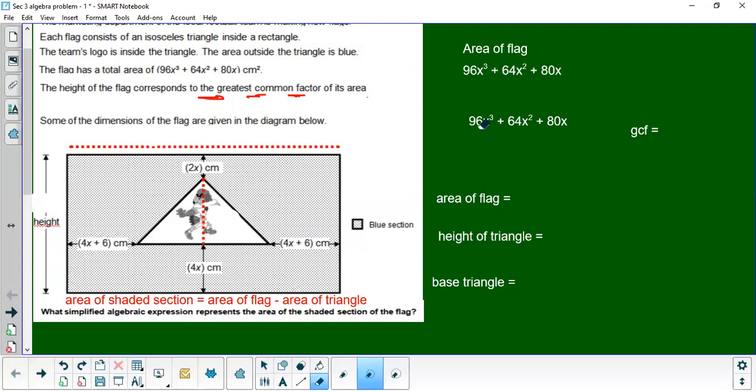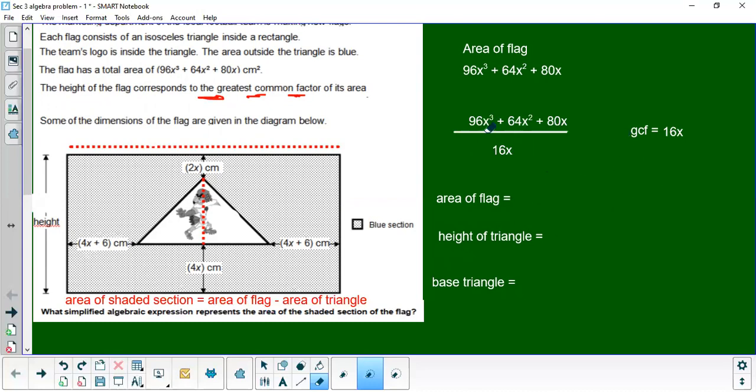So if I look at this expression here, what is the greatest common factor between 96, 64, and 80? What can I divide by? 4, 8, 16. 16 is the biggest one. And in terms of the x's, I can divide this by x cubed, but not this one. I can divide this by x squared, but not that one. So each term has at least a factor of x, so I can divide by x. So the GCF is 16x.